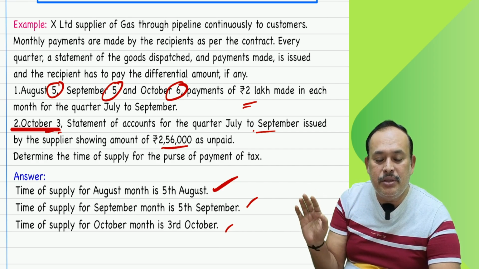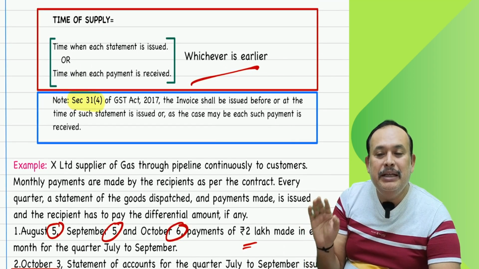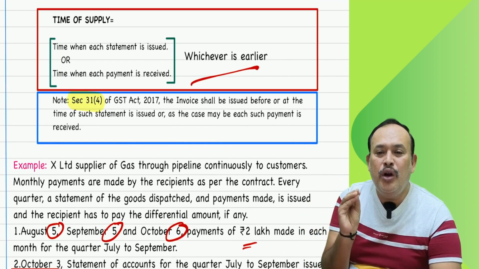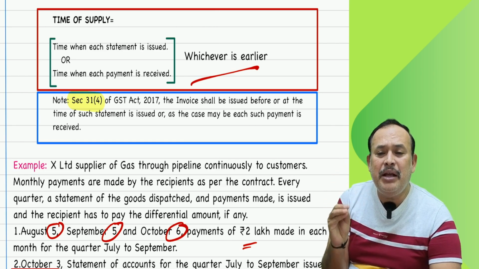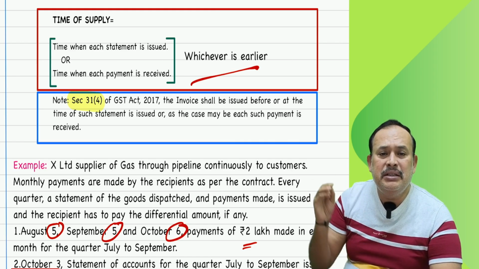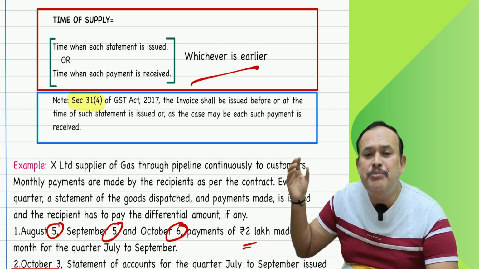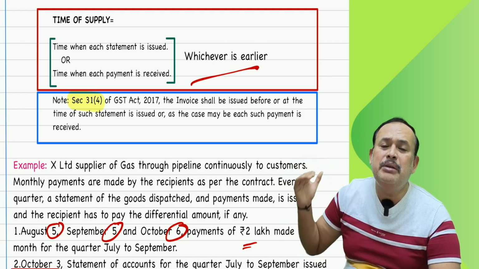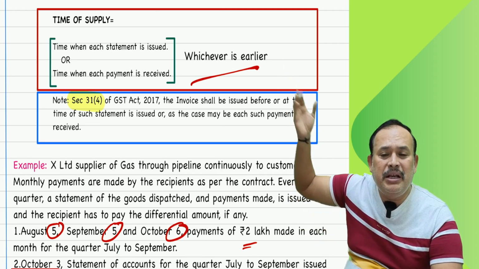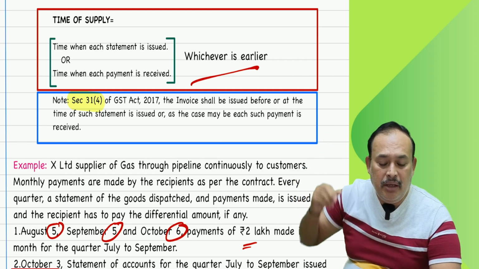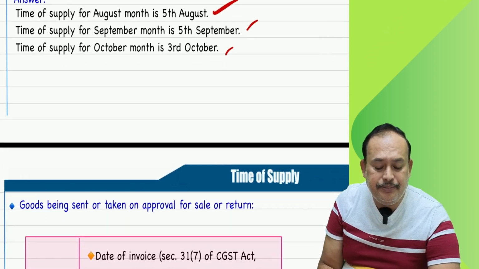Continuous supply of goods: the invoice should be issued before or at the time of submission of the statement, or at the time of receipt of the payment. Then the time of supply is the time the statement is submitted or the time when the payment is received, whichever is earlier. As simple as that. Further, referring to here.